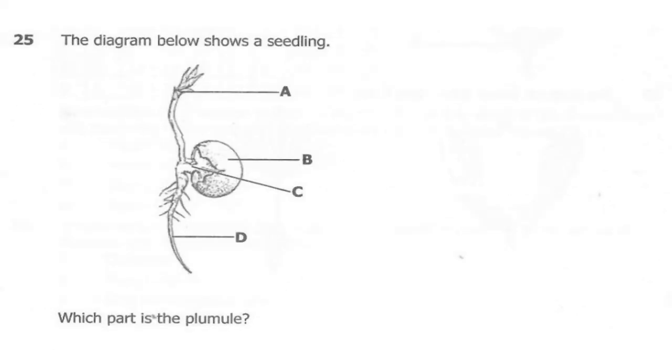Question 25. The diagram below shows a seedling. Which part is the plumule? Is it A, B, C, or D? The correct answer here is A. Well done, chat. So the plumule is the embryonic part of the seed which will grow into the shoot system. So that's why here our correct answer is A. Well done, chat. Let's move on to the next question.